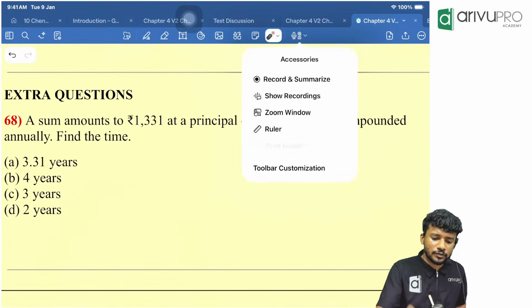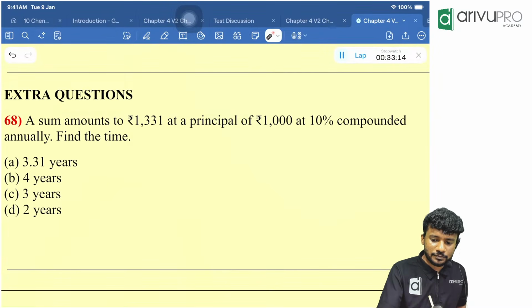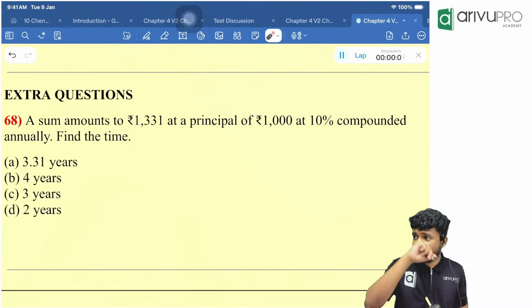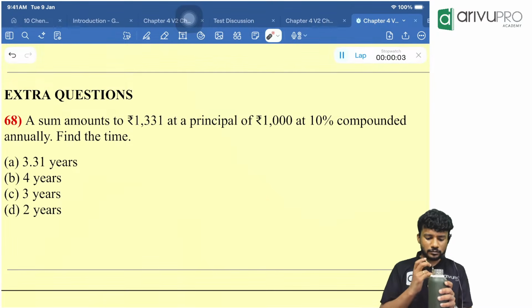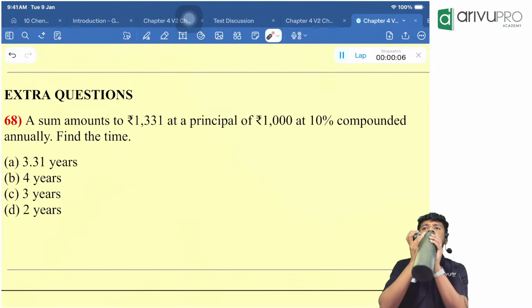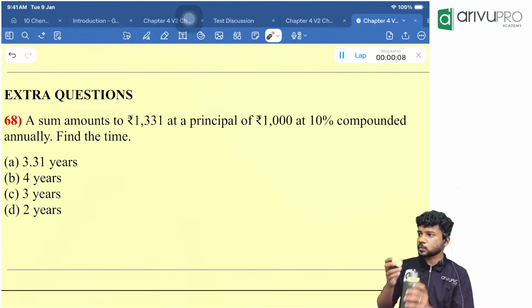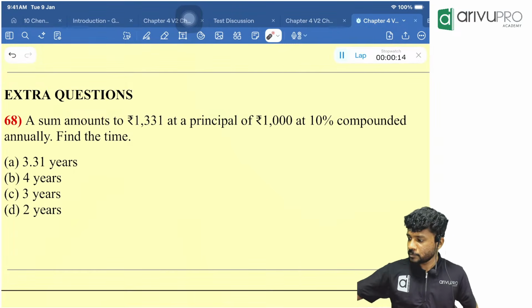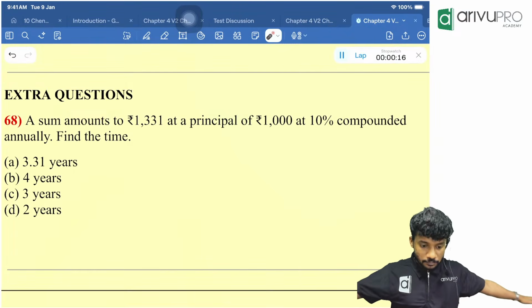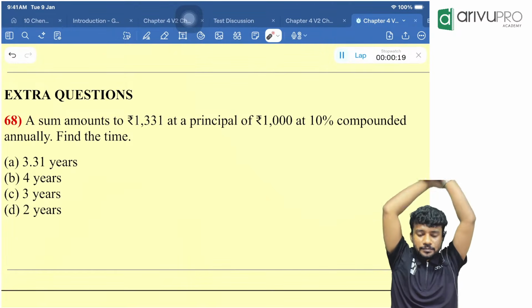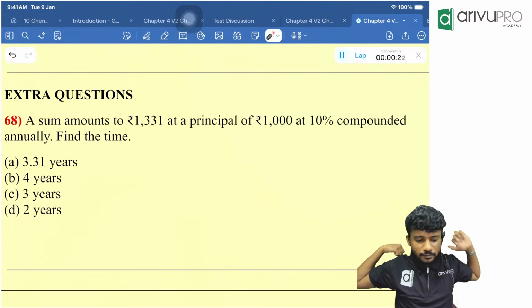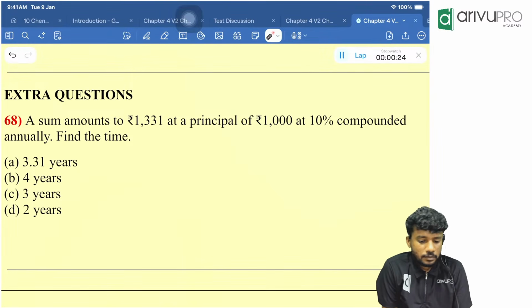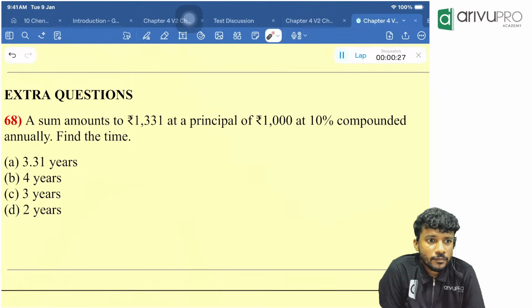You should get me the answer for this. This is the current type of question, or whichever we have learned till now. Timer starts now. Please try. Third option. Correct. Right answer.